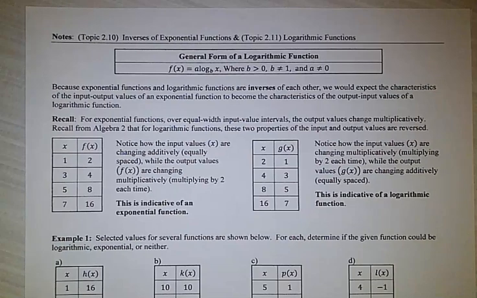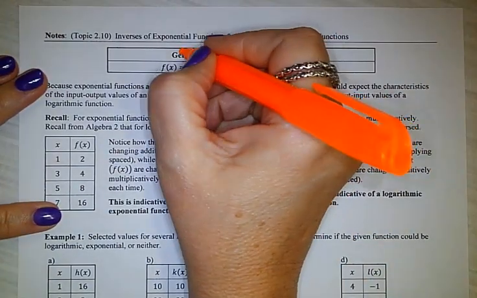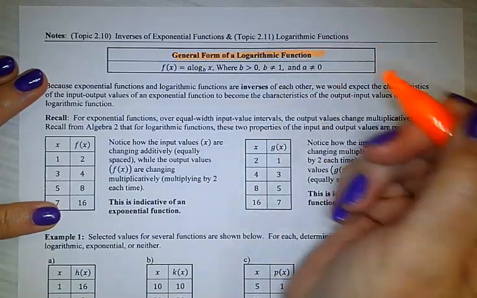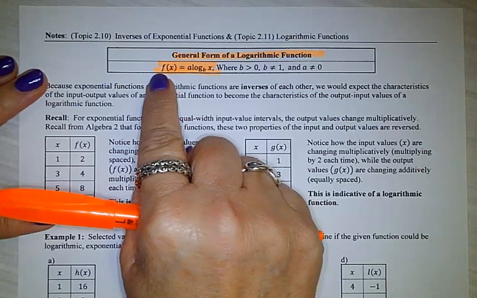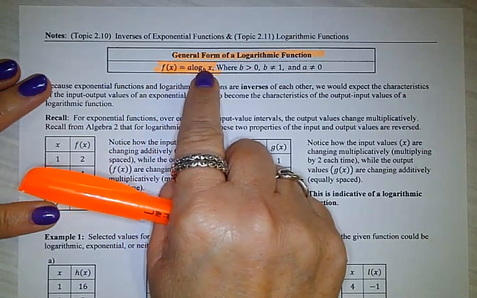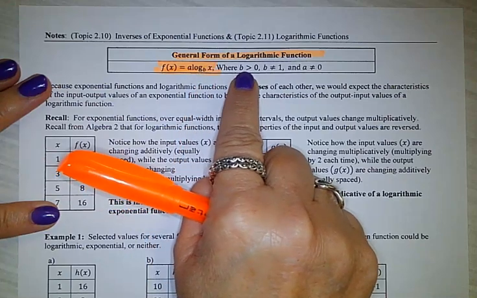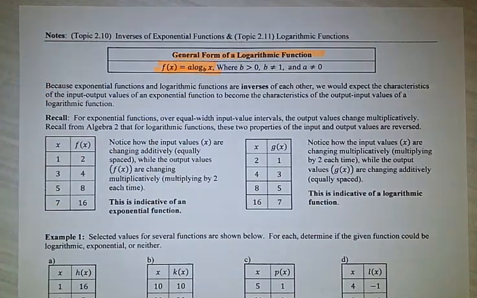Hello, welcome. Today we're looking at topic 2.10, which is inverses of exponential functions, and topic 2.11, which is logarithmic functions. So let's recap a little bit about what we know about the general form. The general form of a logarithmic function is f of x equals a log base b of x. Remember that b has to be greater than 0 and can't be 1, and a can't be 0.